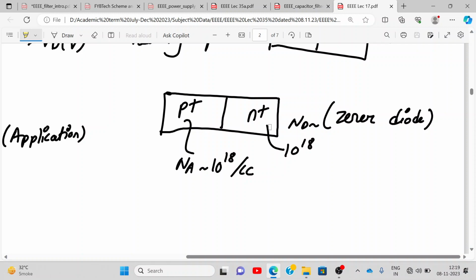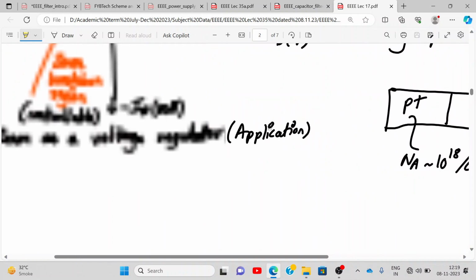What is the meaning of carrier concentration? In the entire silicon crystal lattice, there are silicon atoms bonded to other silicon atoms. Those silicon atoms are replaced by impurities, that is phosphorus, group 5 elements. So more phosphorus atoms are present on the N side in a Zener diode, and more boron atoms are present on the P side.